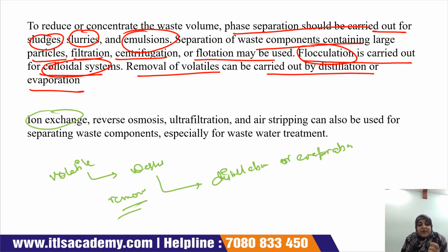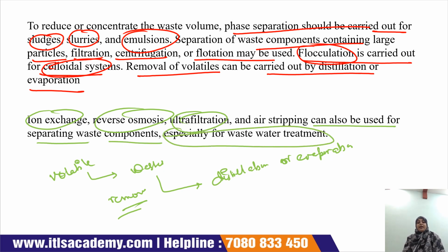Ion exchange, reverse osmosis, ultrafiltration, and air stripping can also be used for separating the waste component, especially for wastewater treatment. Okay, so if we have a water plant, then we use either ion exchange, reverse osmosis, ultrafiltration, or air stripping for the separation of the waste component.